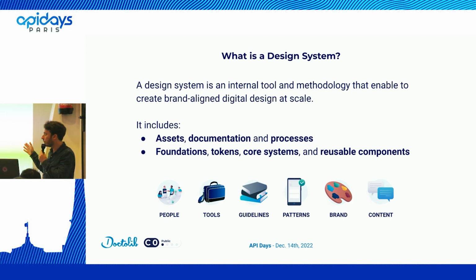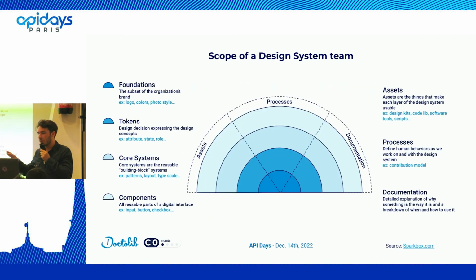And this is not an exhaustive list of all the people and all the things we're doing, but for instance, patterns. Patterns can be how to shape a form online, how to manage feedback errors. Is this button disabled when the input fields are not filled? Stuff like that. This is also part of the design system. I won't go into details on this representation of a design system. I put the link. You can go on sparkbox.com, which explains this scope of the design system team.